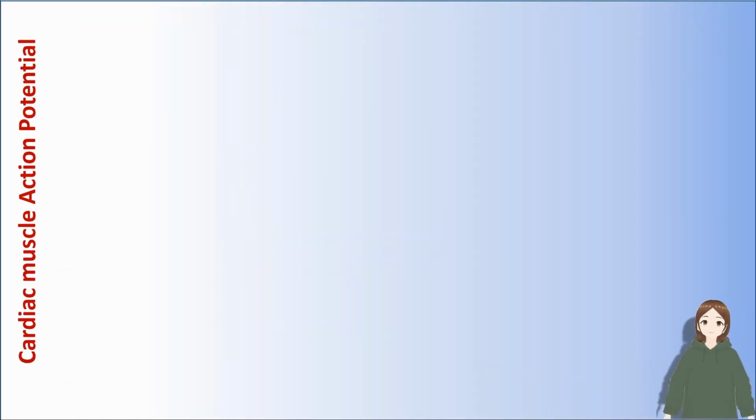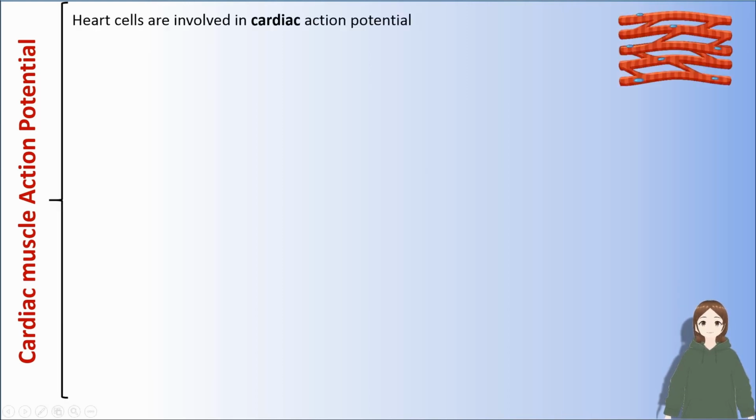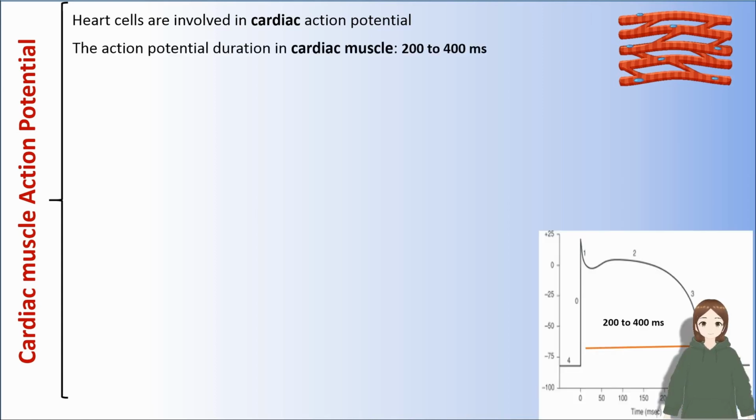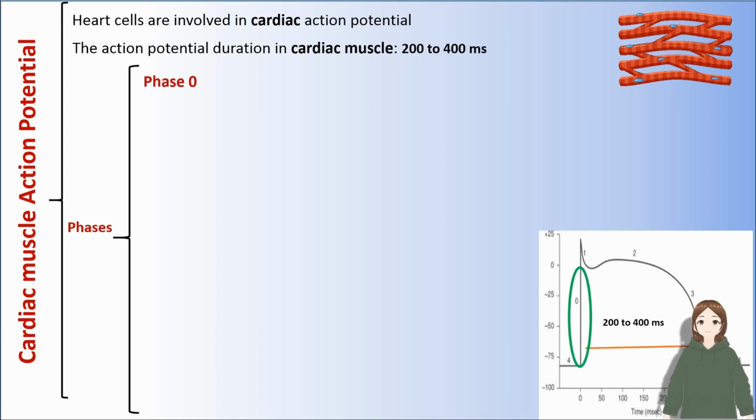Cardiac muscle action potential. Heart cells are involved in cardiac action potential. The action potential duration in cardiac muscle is 200 to 400 milliseconds. There are 5 phases in cardiac muscle action potential.